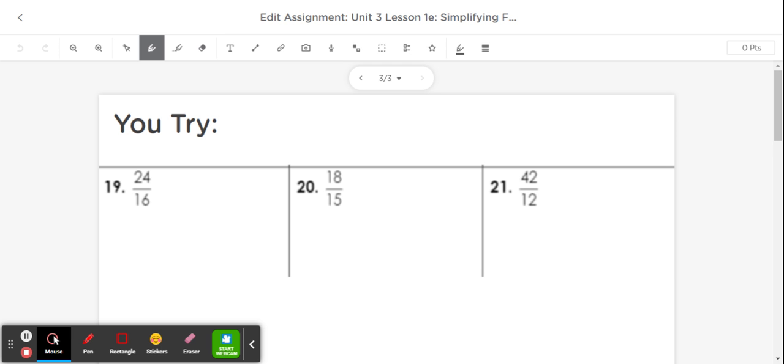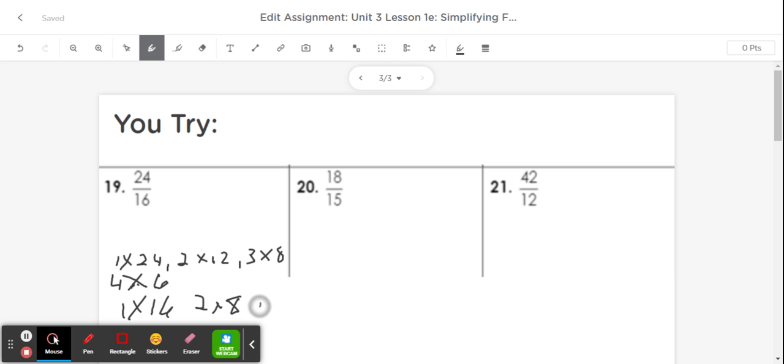Okay, so factors for 24. 1 times 24, 2 times 12, 3 times 8, and 4 times 6. Now 16, 1 times 16, 2 times 8, and 4 times 4. Our greatest one is 8. Let's divide this. 24 divided by 8 equals 3. 16 divided by 8 equals 2.